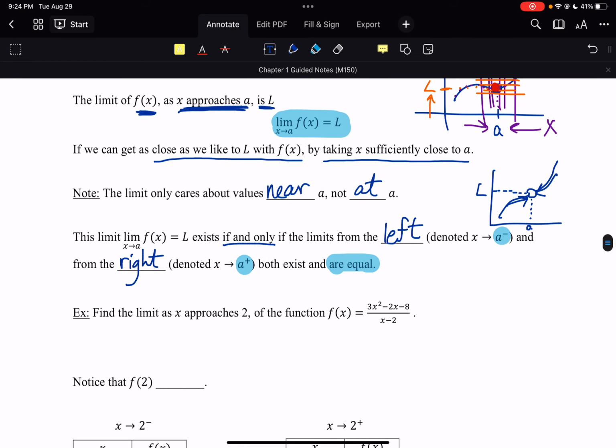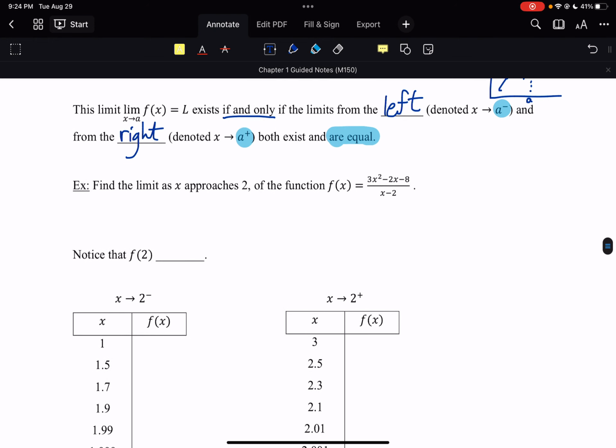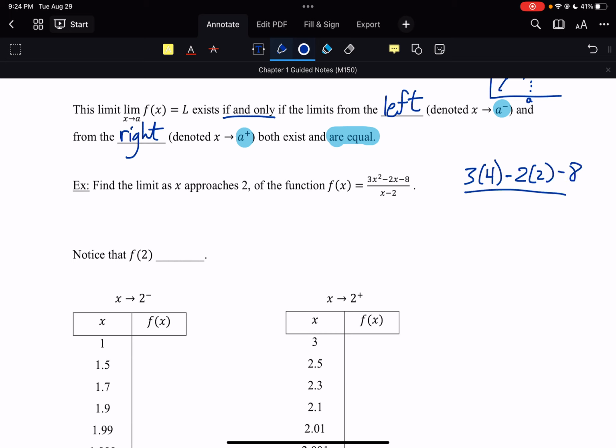So let's take a look at an example. Find the limit as x approaches 2 of this given function. Notice, if we were able to just substitute in 2 here, that would work out really well for us. That would give us a hint of where to begin. The problem is, if we were to actually do that, we would get 12 minus 4 minus 8, so that's 0 over 0, which is an undefined value.